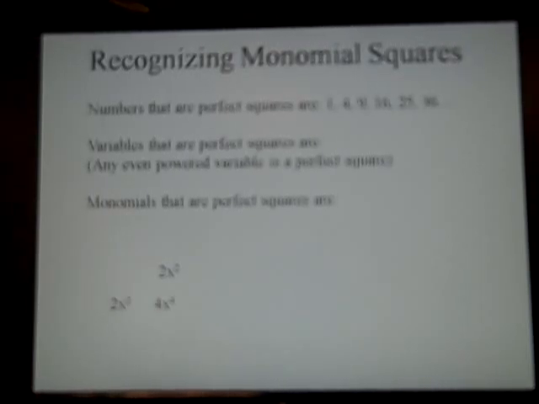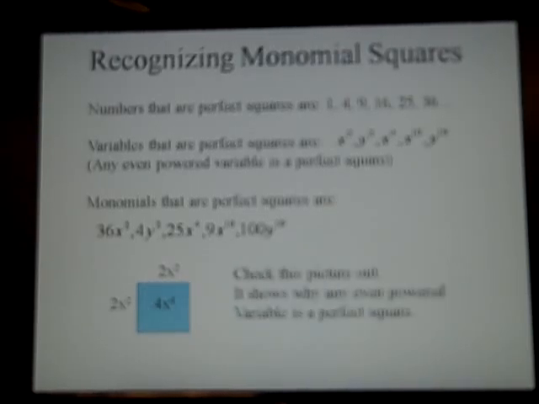Recognize binomial squares. Numbers that are perfect squares are 1, 4, 9, 16, 25, 36. Variables that are perfect squares are any even-powered variable: x squared, y squared, x to the power 4, x to the 10, y to the 16. Binomial squares are, for example, 36x squared, 4y squared. What about it? Check this picture out. It shows why any even-powered variable is a perfect square.